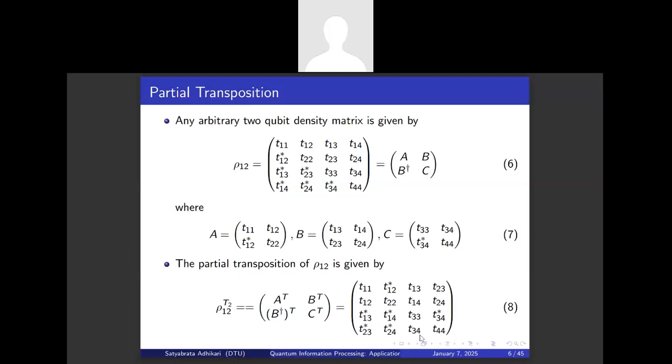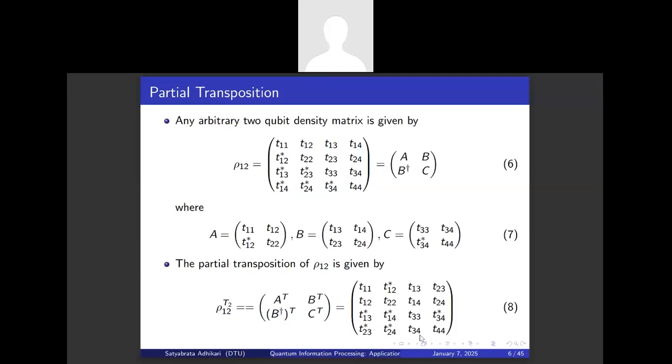Partial transposition means we are doing the transposition operation on any one of the subsystems. In the 2-qubit system, we have 2 subsystems. So partial transposition means that we have to perform this transposition operation on one of the subsystems. You can operate on either subsystem A, or you can operate on subsystem B. So mathematically, how can we describe it? We can describe it in this form.